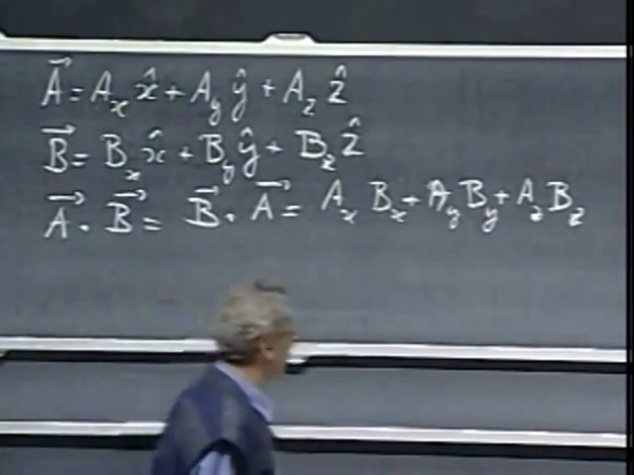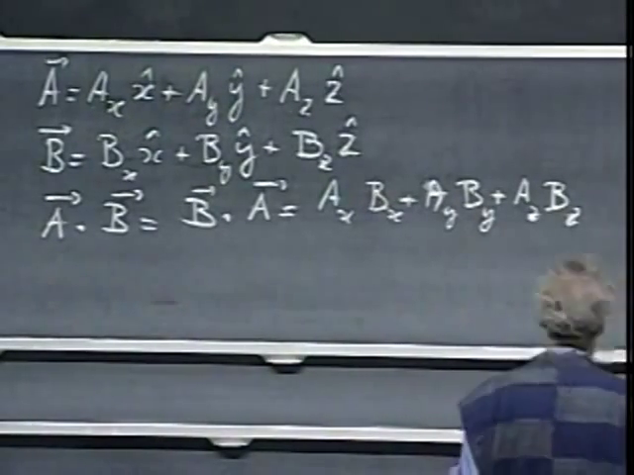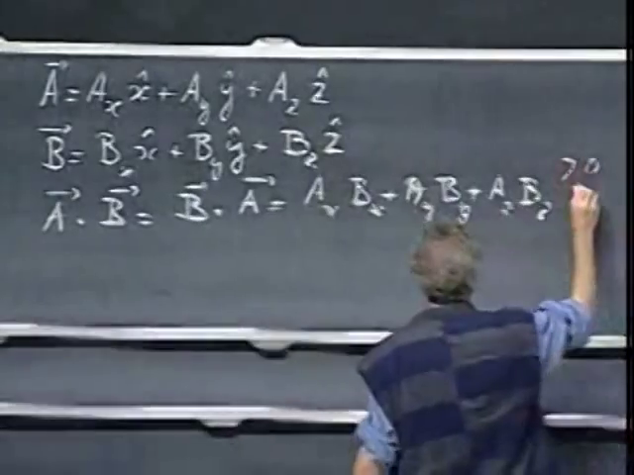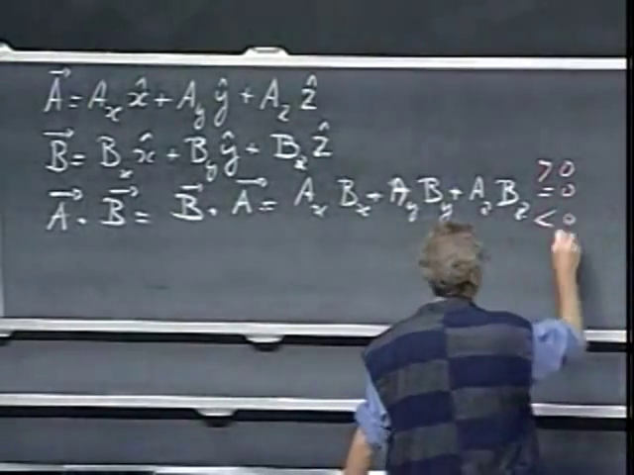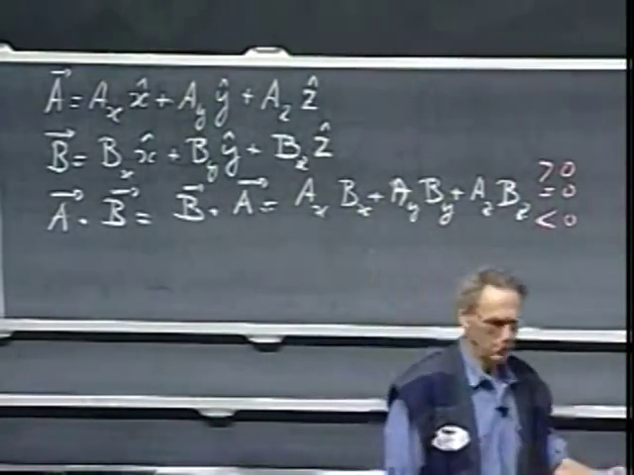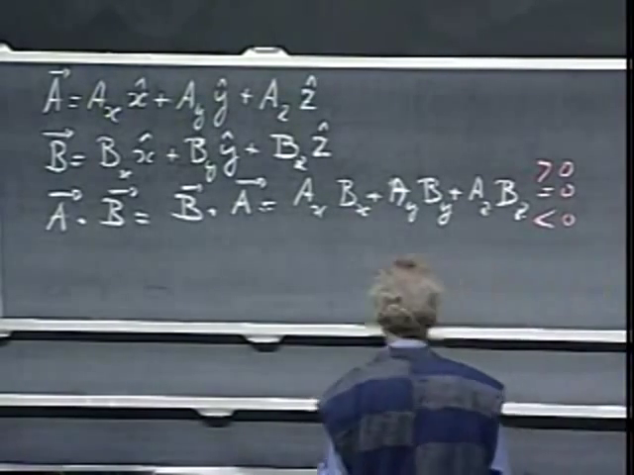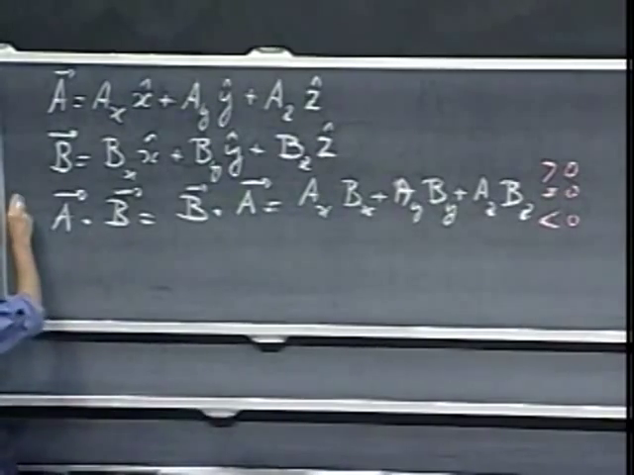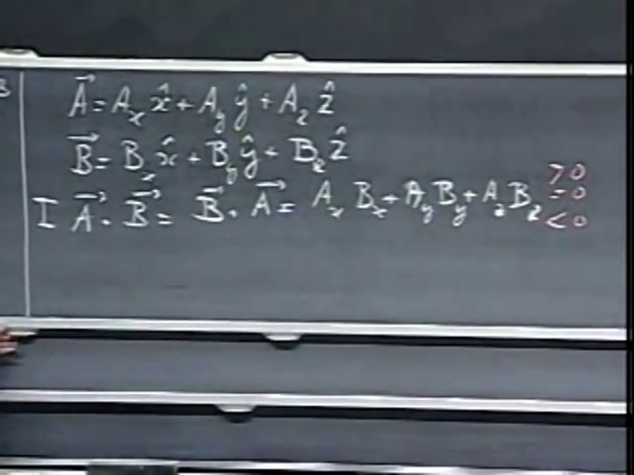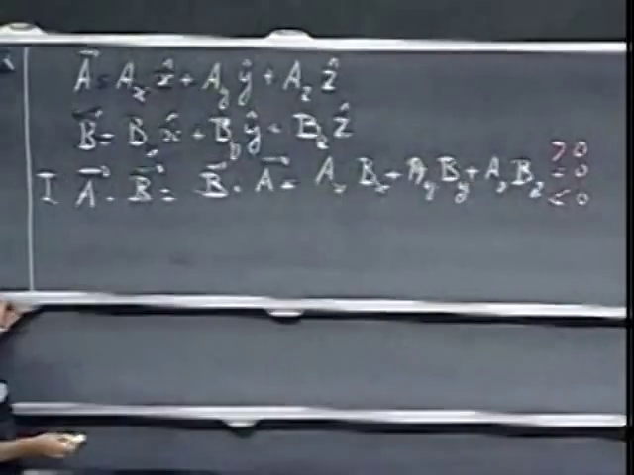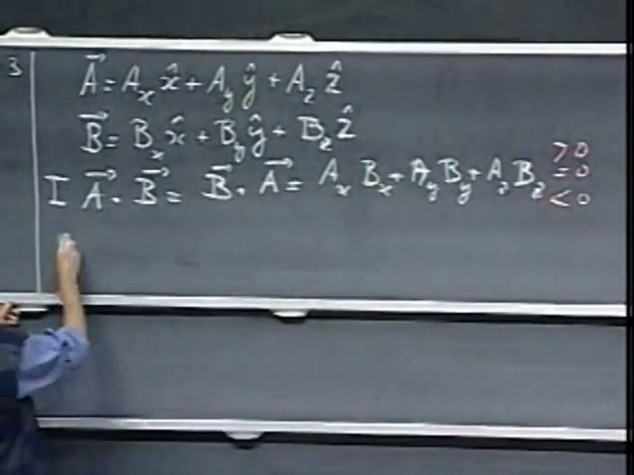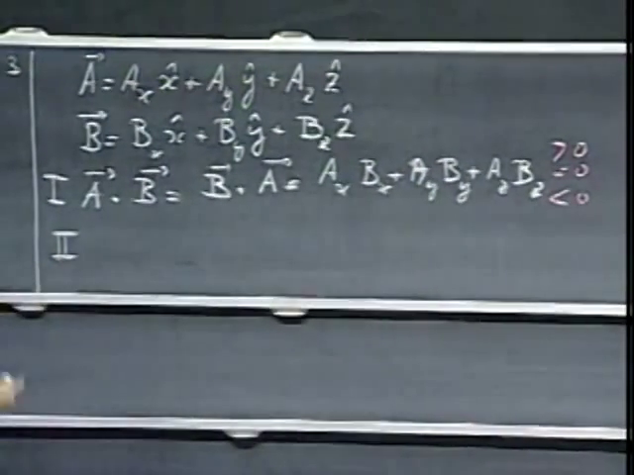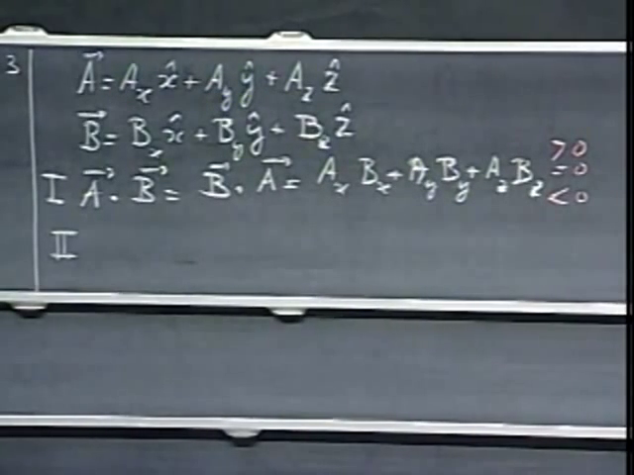And so this number can be larger than 0. It can be positive. It can be equal to 0. It can also be smaller than 0. They're just dumb numbers. You can call this method number 1 if you prefer. There is another way that you can find the dot product, which gives you exactly the same result.